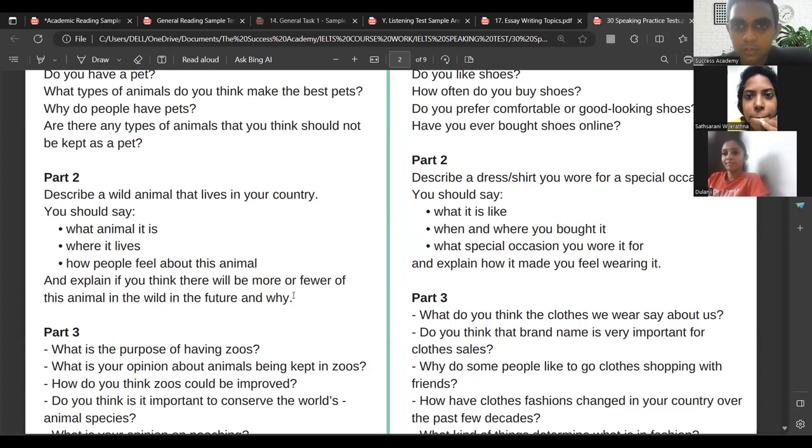Right? Next, in the marking criteria there are several things to look at. But one of the main things is you need to be confident. You need to be fluent.